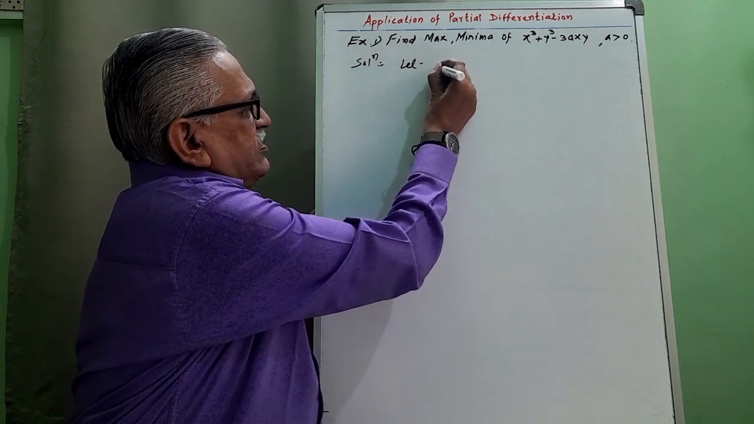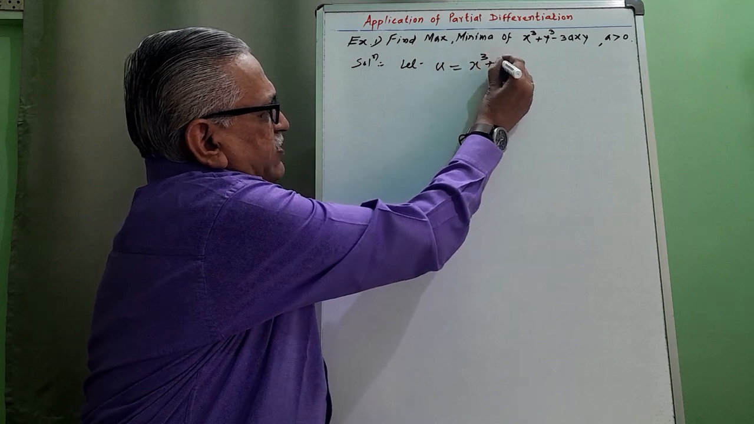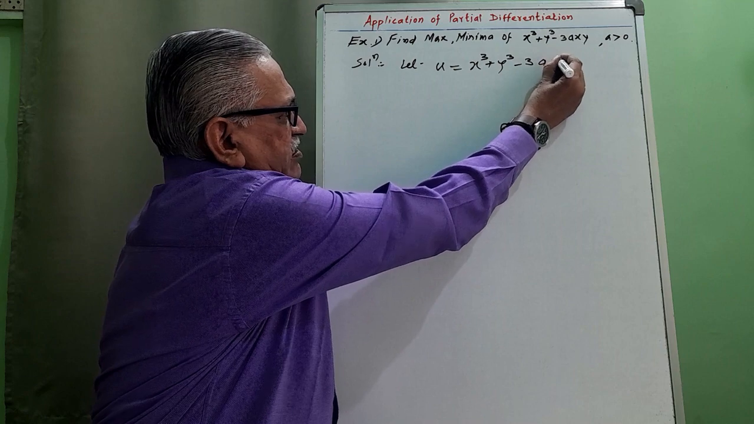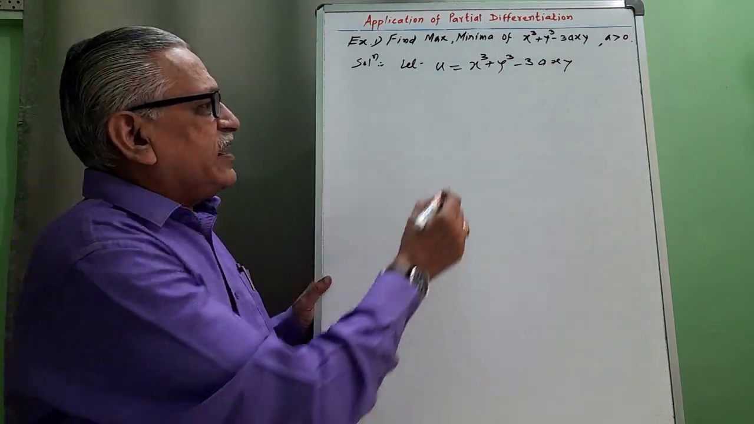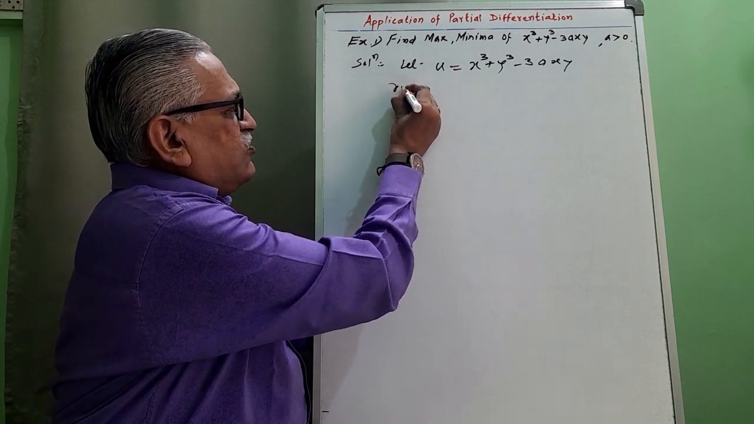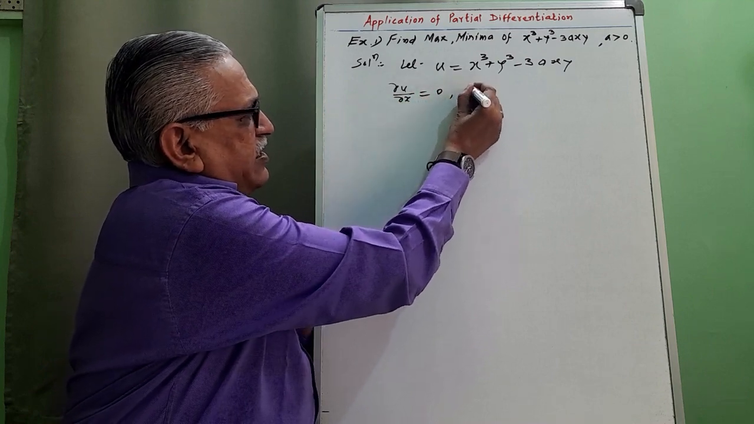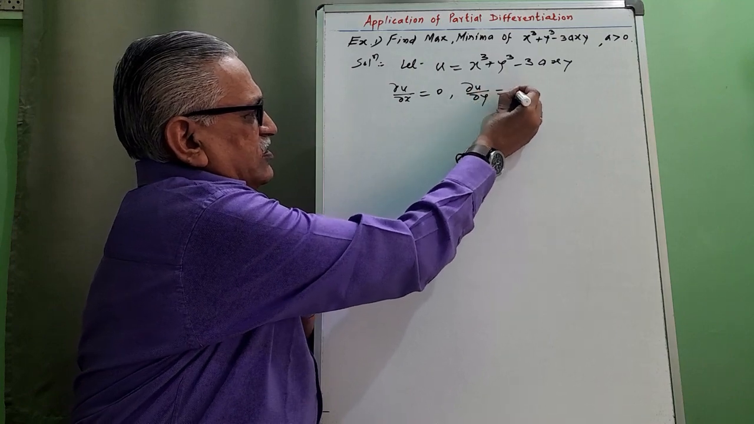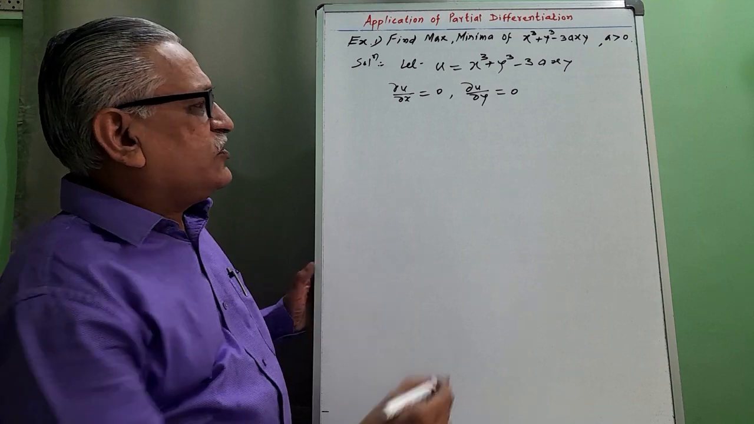Let the given function be u equals x cube plus y cube minus 3axy. Then the necessary condition is we have to equate ∂u/∂x equal to 0 and ∂u/∂y equal to 0, obtaining these two partial derivatives and then equating them to 0.